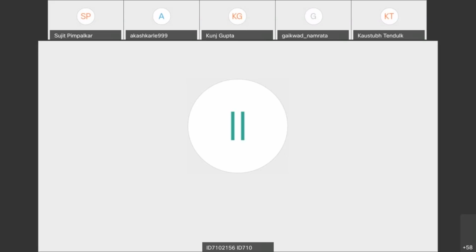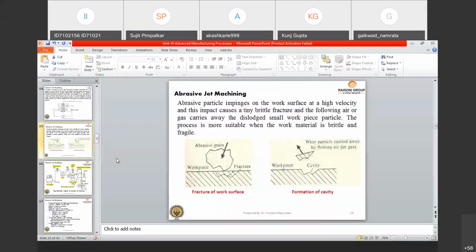So material removal here will take place in the form of, like we told earlier, tiny brittle fractures that generate and dislodge some small workpiece particles. Then the carrier gas jet will take away those dislodged workpiece particles. So in this way, you can do machining using abrasive jet machining.